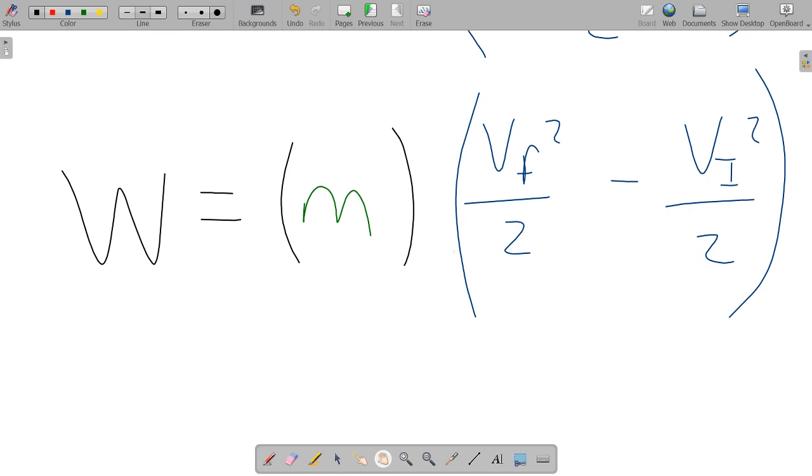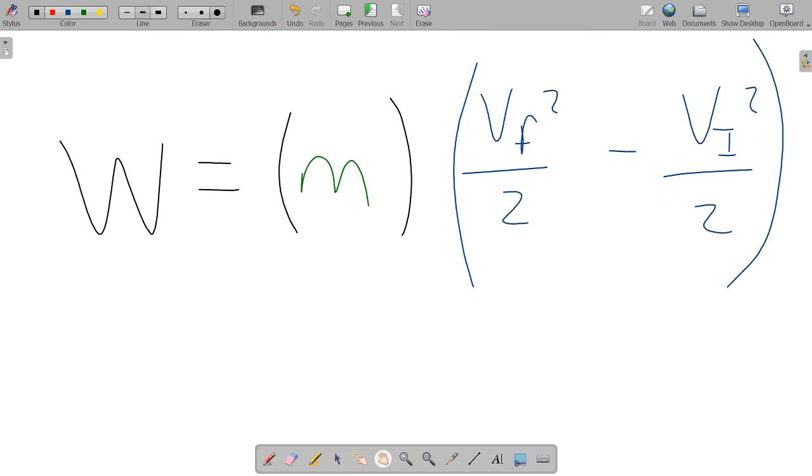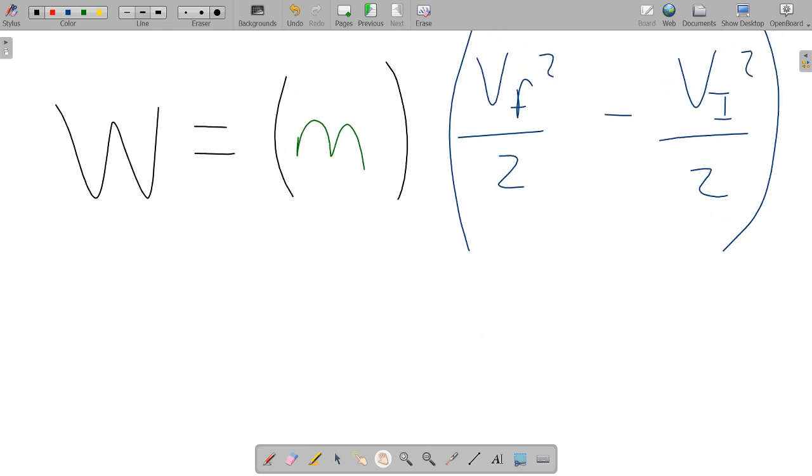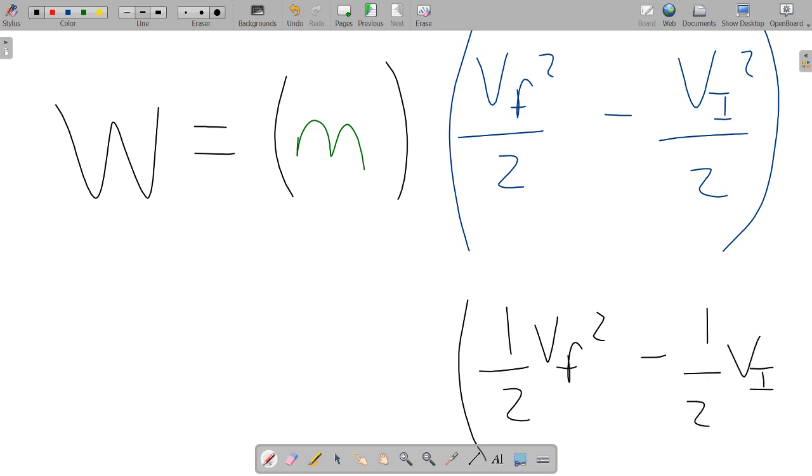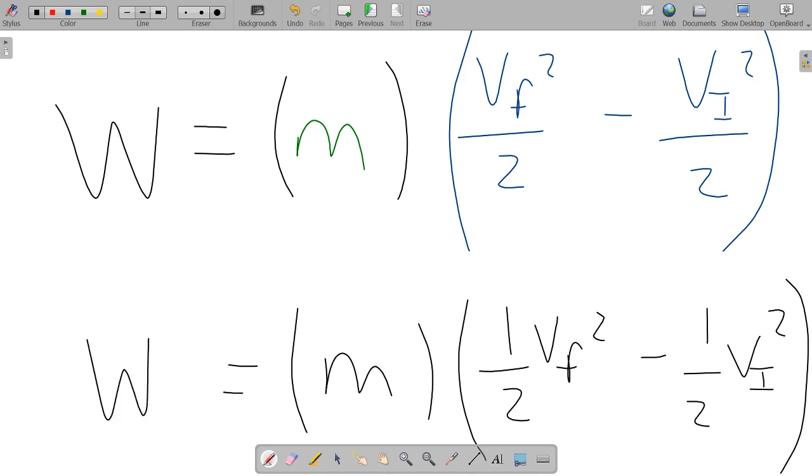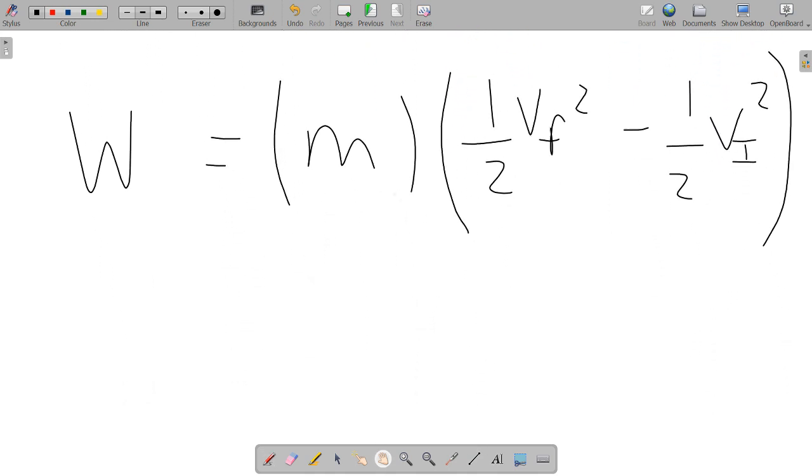Now there's a few more algebra steps I have to do here. If you guys remember, dividing by 2 is the same thing as multiplying by 1/2. So I'm going to rewrite this again. 1/2 final velocity squared minus 1/2 initial velocity squared, all of that multiplied by the mass is equal to work done. Okay. So let's keep going.